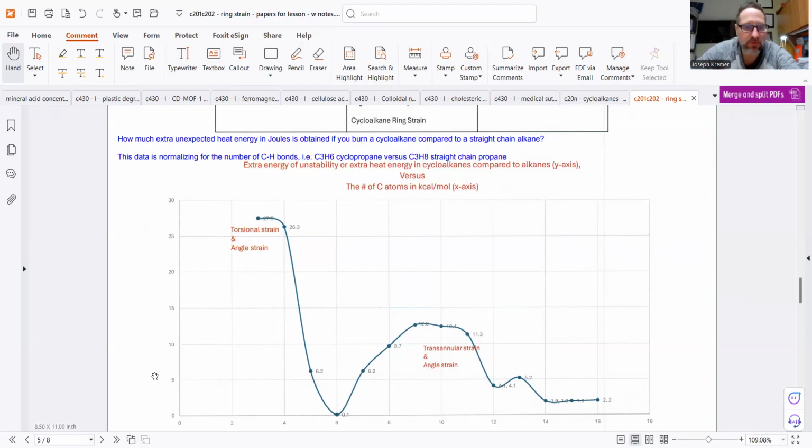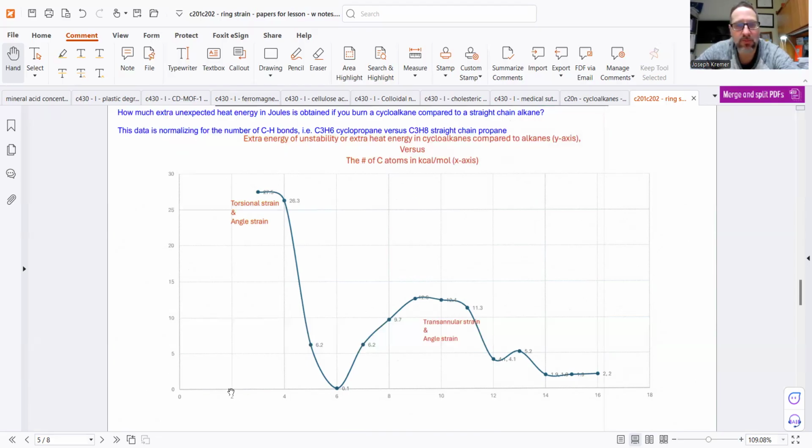So this is 5 kilojoules per mole extra heat released, 10 kilojoules per mole extra heat released burning a ring compared to a chain, 15 extra kilojoules a mole of heat released burning a ring compared to a chain, 20 unexpected extra bonus. Ooh, that's hot. Kilojoules per mole of heat release compared to burning a straight chain.